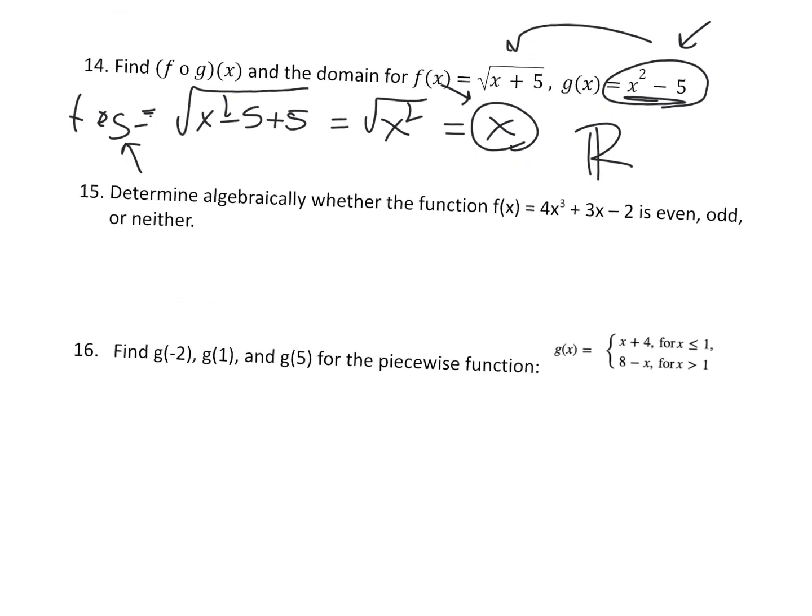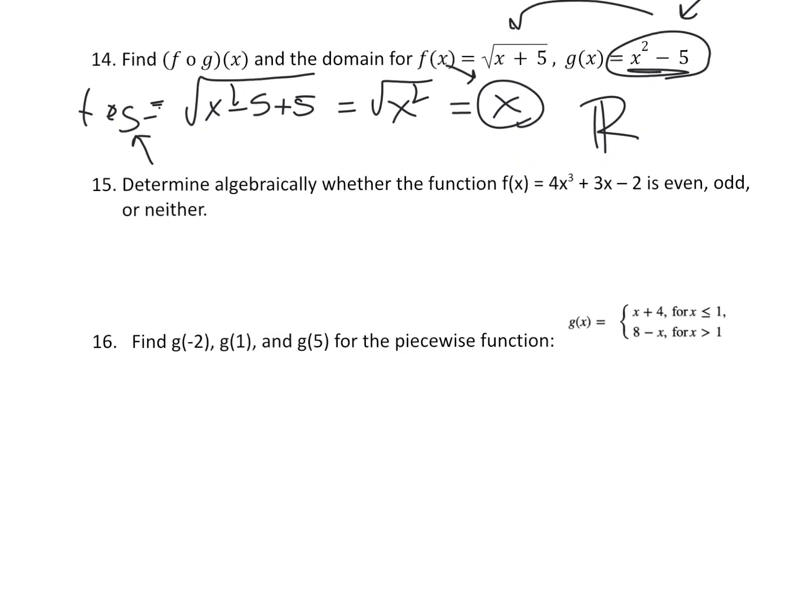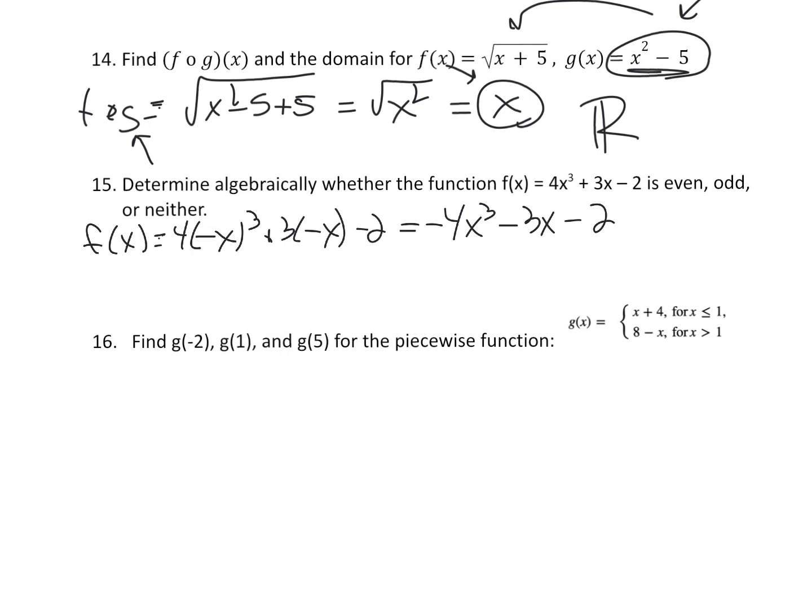Number 15, determine algebraically if it's even, odd, or neither. This is going to be fun. Even, remember, you plug in a negative x and see if you get the same thing you started with. If you plug in a negative x, it looks like 4 negative x cubed plus 3 times negative x minus 2. And that's the same thing as this. Because those are odd exponents, the signs get changed. It becomes negative 4x cubed minus 3x minus 2. And you got to ask yourself, is this the same thing that we started with? And the answer is nope. So that means it's not even. I know it's not even.